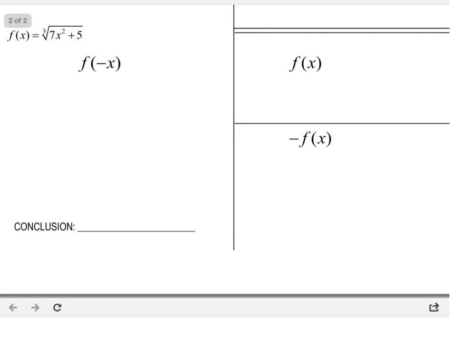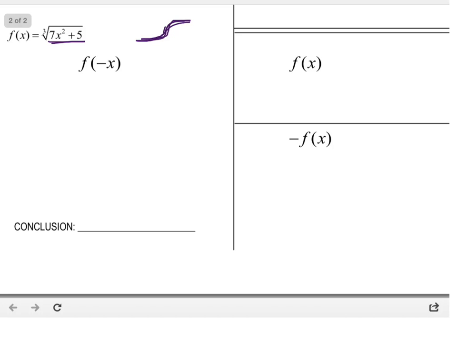Alright, here we have f of x is equal to the cube root of 7x squared plus 5. If you look at the powers inside the radical, you have 7x squared plus 5, so you might think this graph is even. But with that cube root on the outside, I'm not really sure, because the cube root of x, if you remember that parent function, looks like this, and that's an odd function. So I'm not really sure how this one's going to turn out. Let's go ahead and do the test to see.